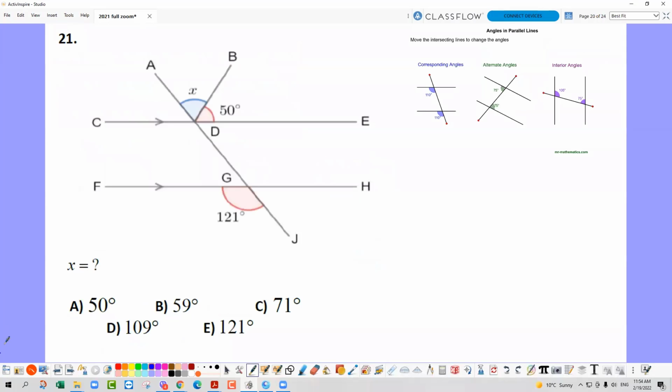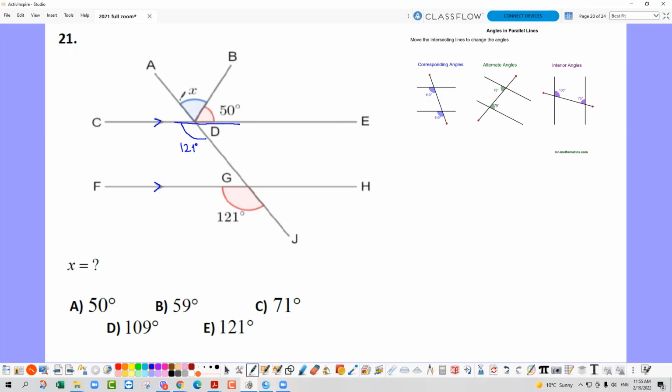Let's continue with the parallel lines. Here, these two lines are parallel, and this is called a transversal, which cuts the parallel lines. We understand these lines are parallel from these arrows. Here it shows that angles in the parallel lines which are looking to the same side are called corresponding angles, and they are equal. So it means that these angles are equal, and this is going to be 121 degrees.